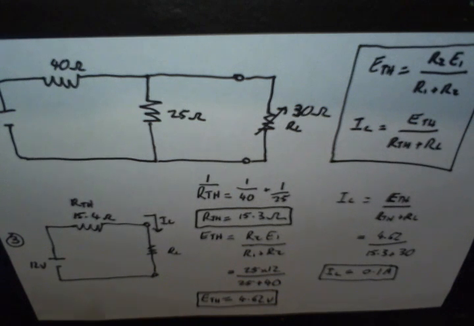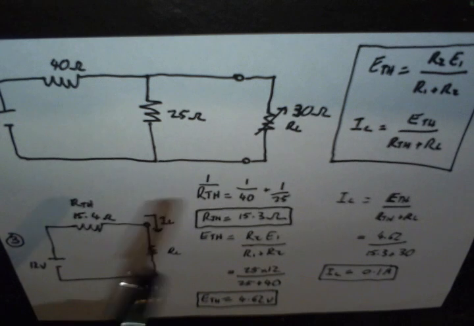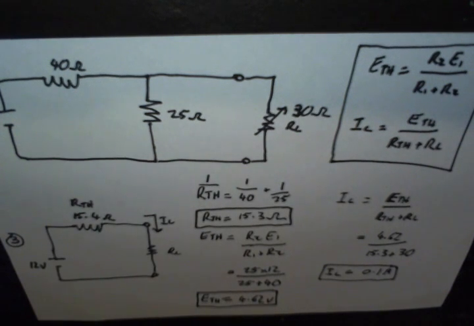E Thevenin is simply the voltage across the resistor in parallel with the load-bearing resistor of interest. This is used because, as I'm sure you're aware, voltages are common across parallel elements. E Thevenin is simply R2 multiplied by E1 divided by R1 plus R2. For this circuit, 4.62 volts is found to be the E Thevenin.